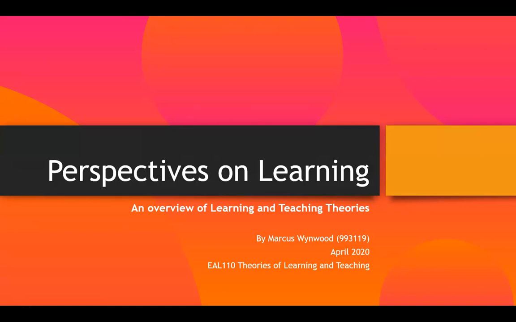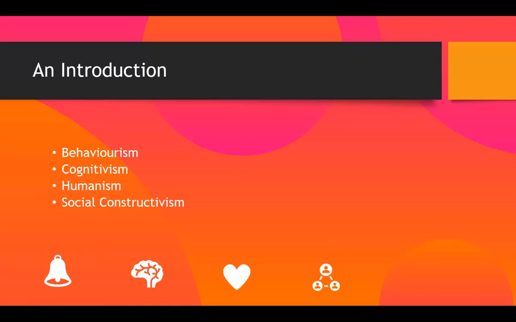Join me for the next 10 minutes or so as we explore a range of learning and teaching theories. In this presentation, I'll explore 5 orientations of learning: behaviourism, cognitivism, humanism, social constructivism, and situated learning. I'll explain each theory drawing on a range of literature. I'll make comparisons and provide examples and reflections from my own and others' teaching experiences.